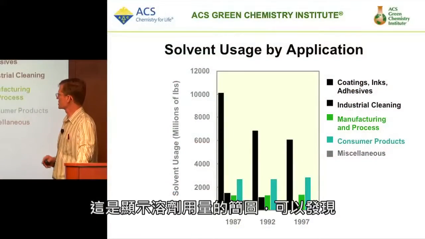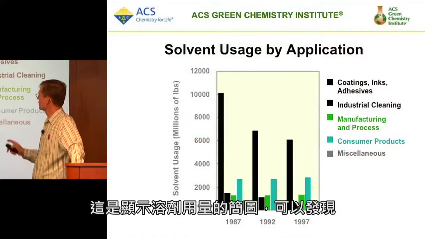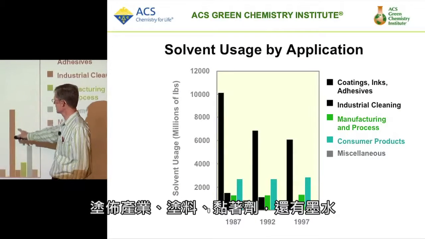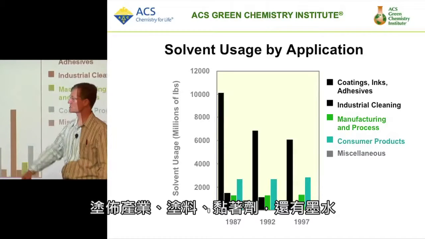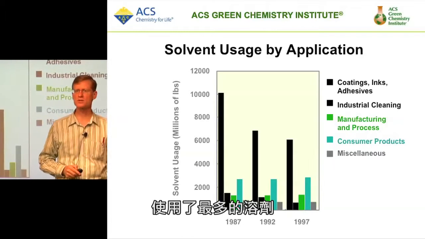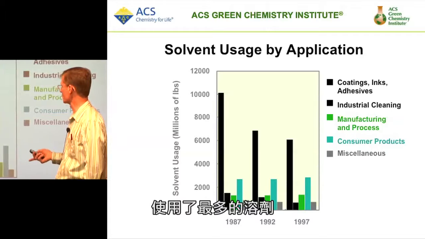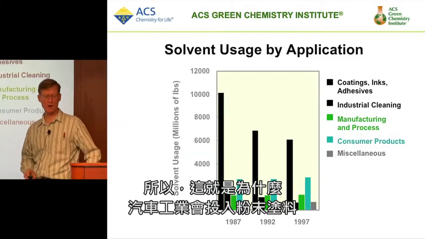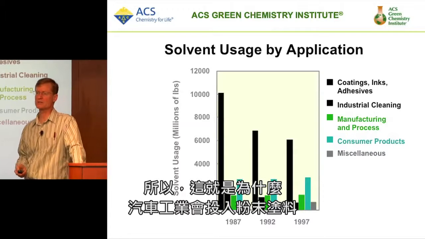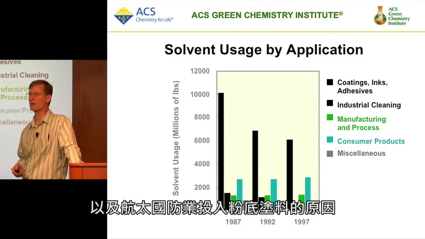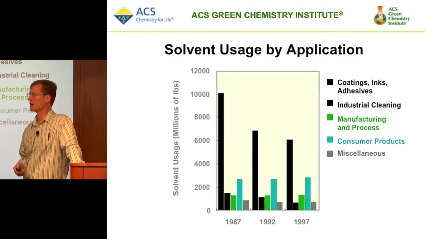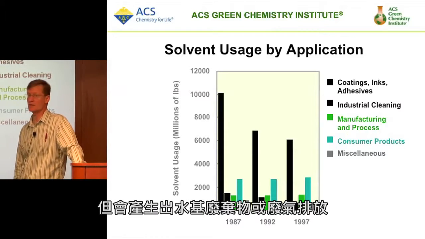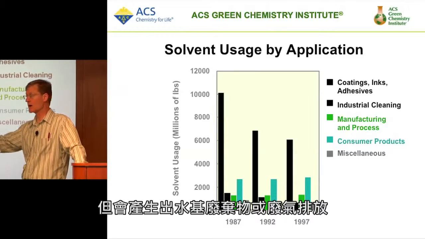This is just a general graphic showing you solvent usage, and you can see that certainly coatings and adhesives and inks are the largest consumer of solvents, and that's just really as a vehicle of delivery. So this is why the car industry has gotten into powder coatings. The aerospace and defense industry has gone into powder-based coatings if they can, because solvents play a huge role, and they generate either aqueous-based waste or air emissions.